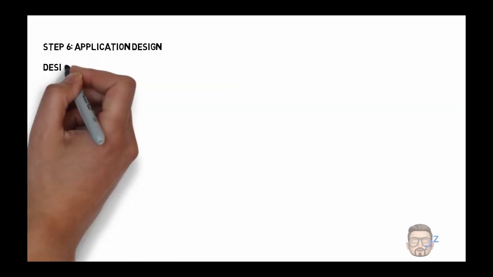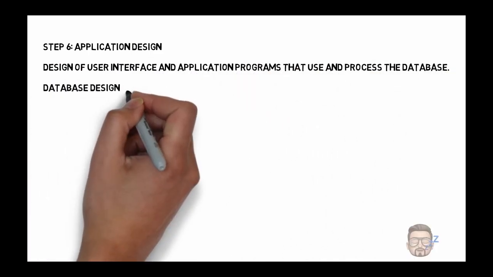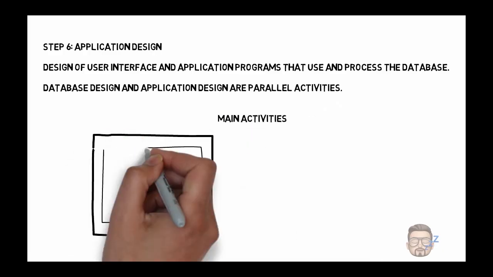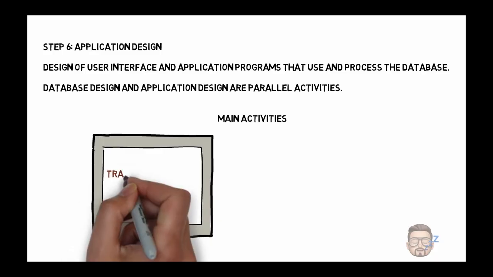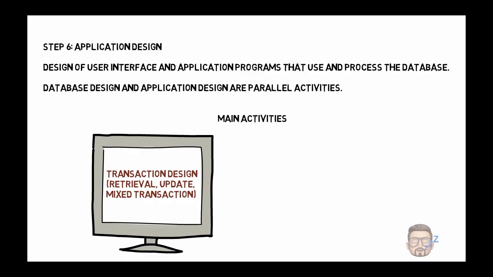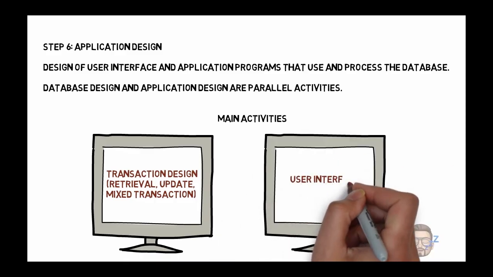Step number 6 is application design. The design of user interface and application programs that use and process the database is being done here. Database design and application design are parallel activities. The main activities in this step is transaction design for retrieval, update and mixed transaction, and also user interface design.